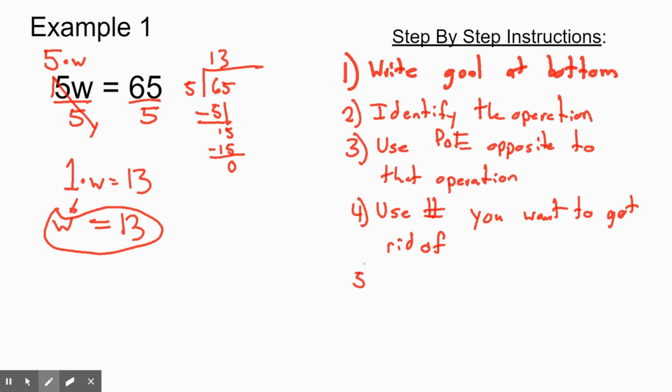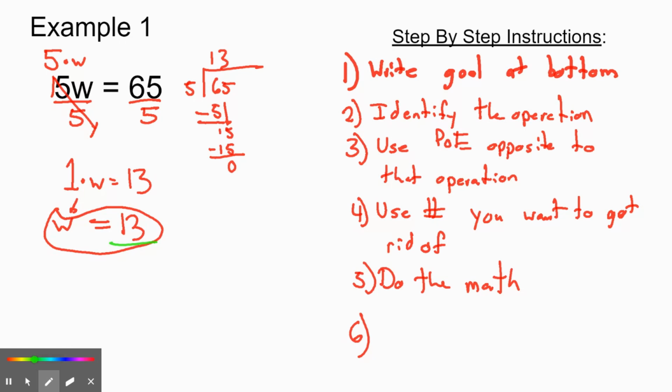So step 5, in that case, would be do the math. And finally, step 6. This is great for when you need to show your reasoning to make sure that you're right. If you don't have a teacher in front of you, you can always do this. Let's take our 13 for w, and we're going to replace w in our original equation with the value that we found. So step 6 is to check your work.